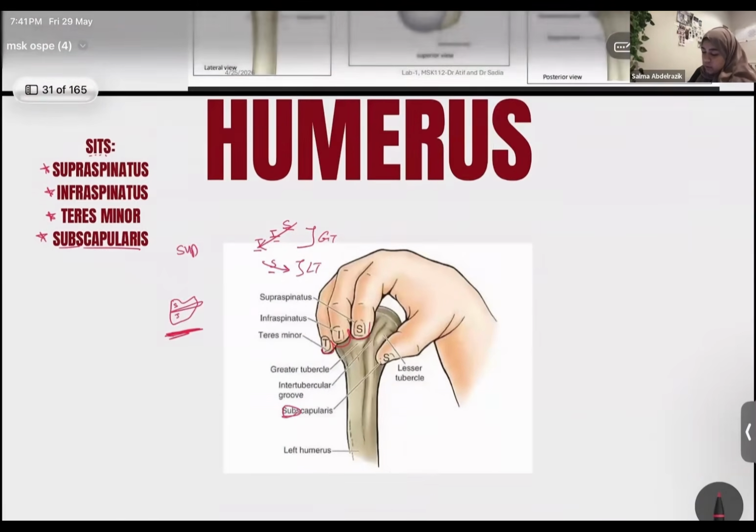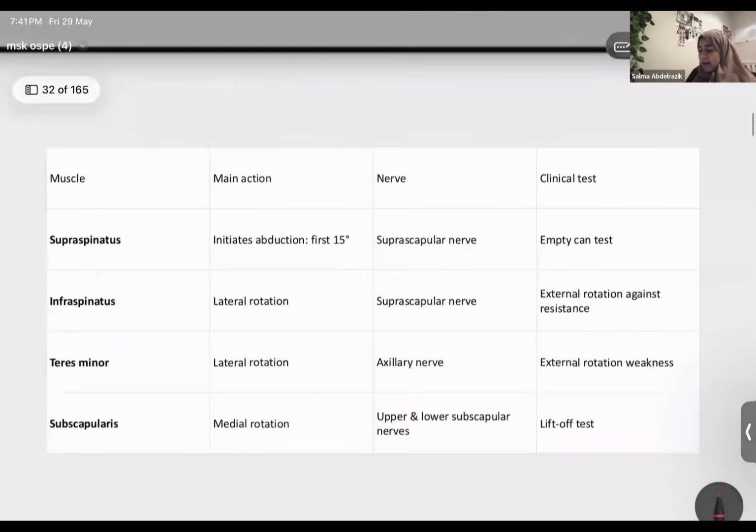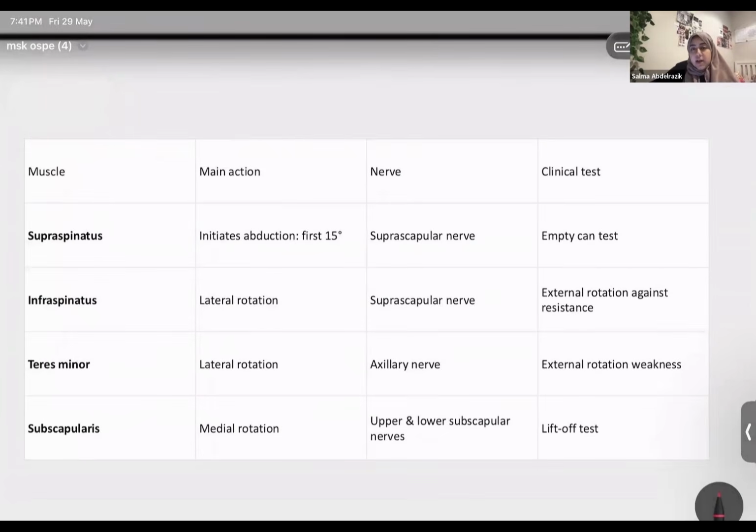Cool. Awesome. And this is basically a summary table that I made for you guys. I don't think you need to know the clinical test, but I'm putting everything for the sake of completion. You just focus on the nerve and the main actions. I'm going to go through this table. Others are just for summaries, like a recap of everything I said.